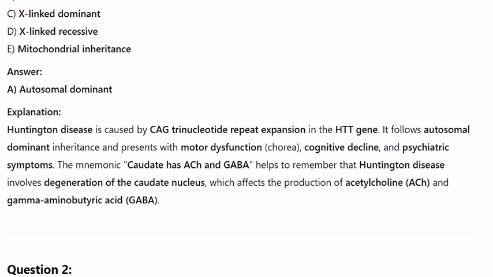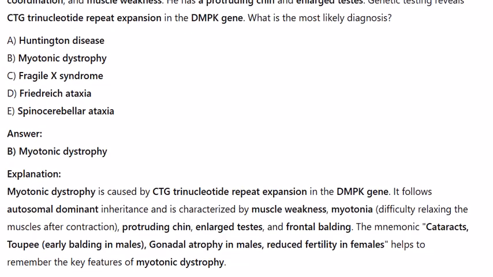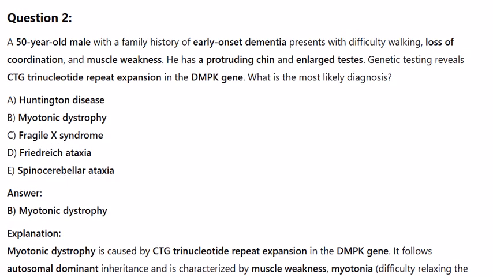Question 2. A 50-year-old male with a family history of early-onset dementia presents with difficulty walking, loss of coordination, and muscle weakness. He has a protruding chin and enlarged testes. Genetic testing reveals CTG trinucleotide repeat expansion in the DMPK gene. What is the most likely diagnosis?